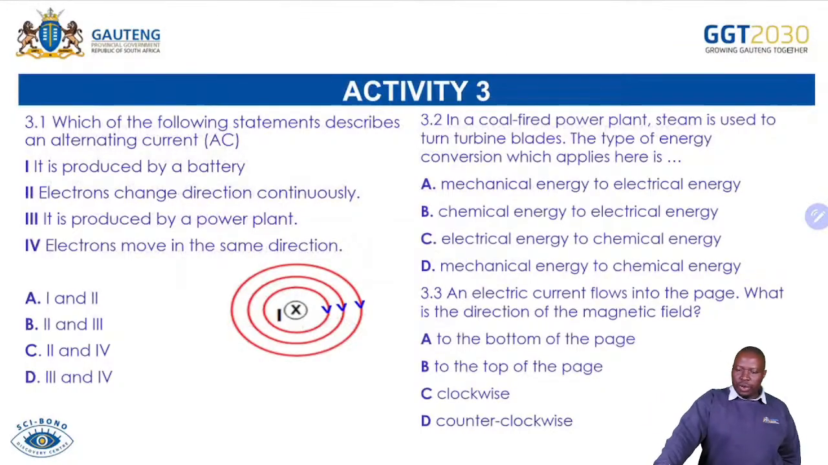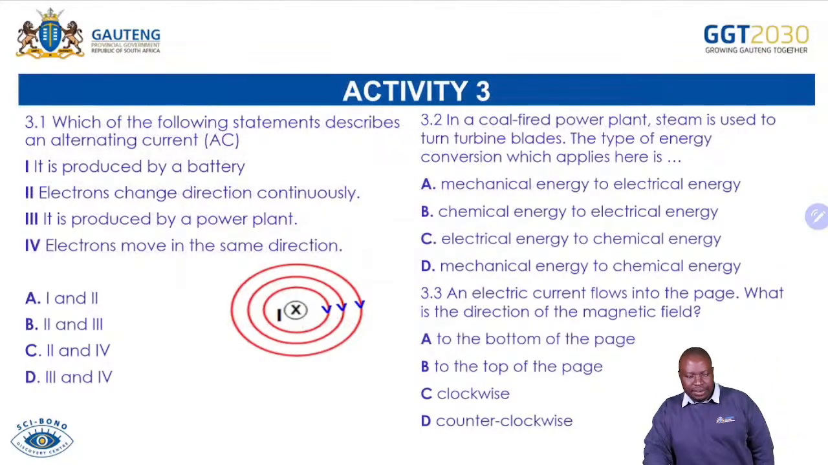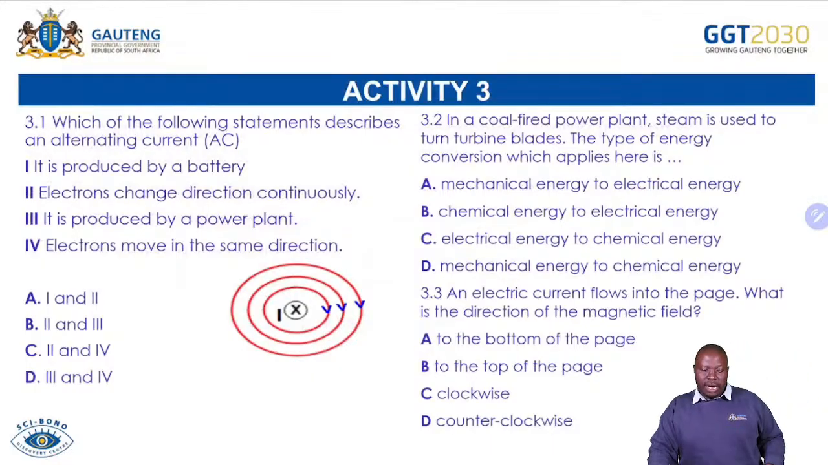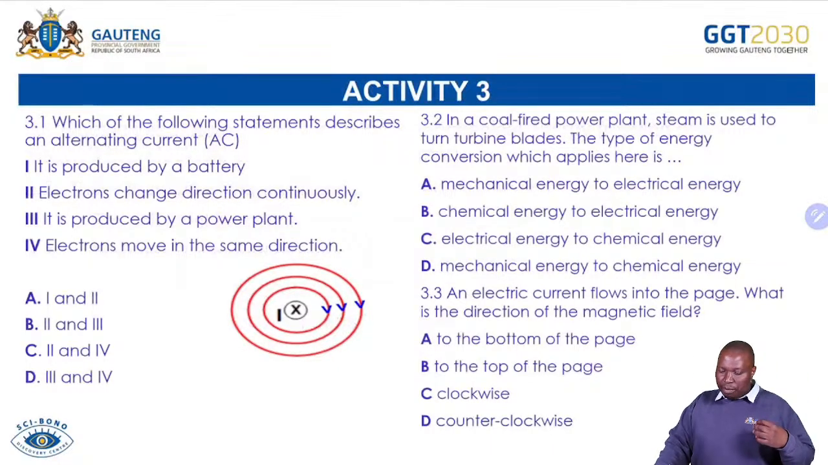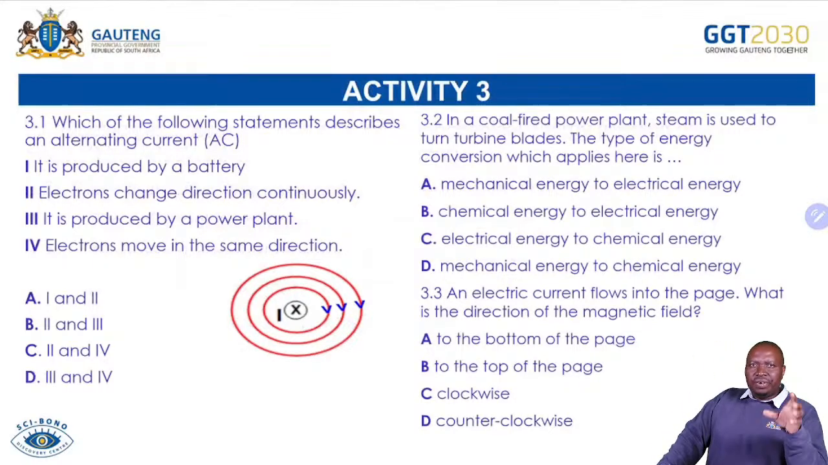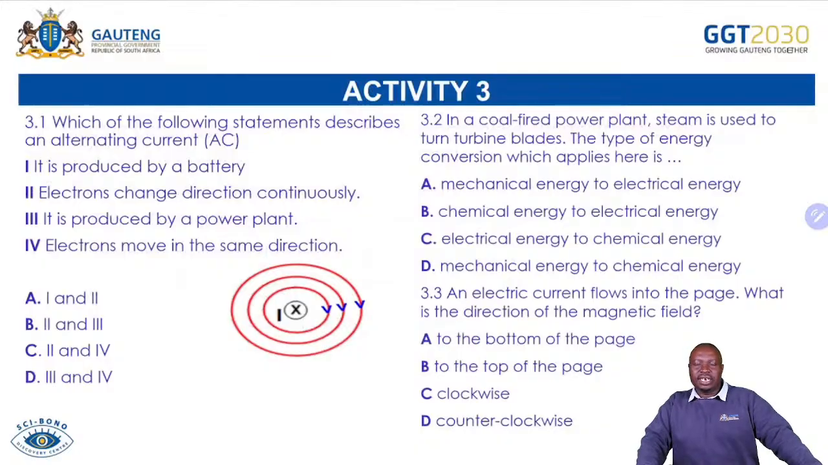We are saying now, which of the following statements describes an alternating current? So now we are doing the multiple choice questions, and multiple choice questions are questions that every learner must respond to in the exam. Please don't leave blank spaces when you're given multiple choices. Remember, you have 4 options to choose from. Please, I'm pleading with you, write something.